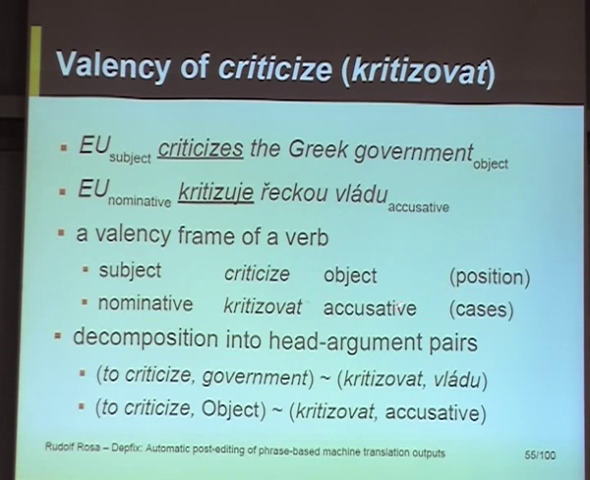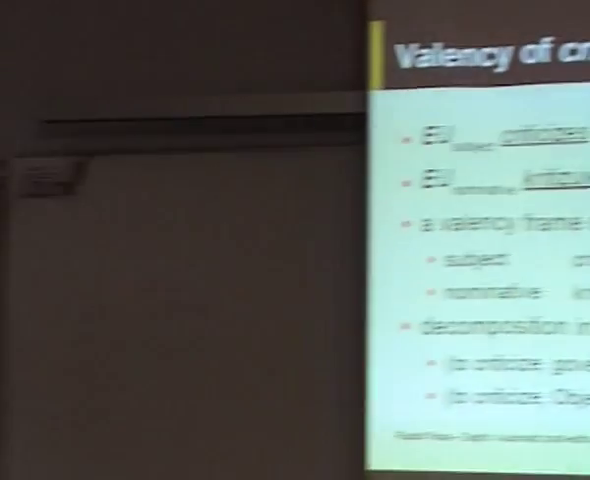We are actually not interested in the whole valency frame. For simplicity, we decompose it into pairs of the head and the argument. So "to criticize the government" should be translated as "kritizovat vládu," independent of the subject, or in simpler terms, to criticize an object in English should be translated as kritizovat something in accusative in Czech. This is what we want to get, and probably we could get it from valency lexicons. We haven't tried it yet for several reasons, so we did it in a statistical way.